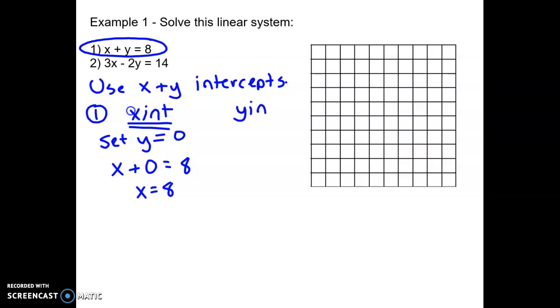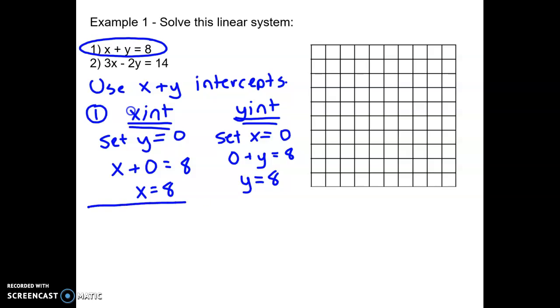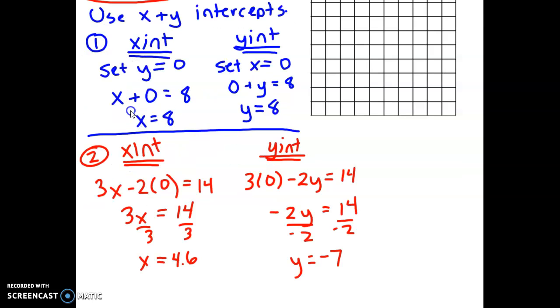To find a y-intercept, we do the opposite. We set x equal to 0. So if I put a 0 in for x, we get 0 plus y equals 8. So my y-intercept is also 8. I have an x and a y-intercept, both are 8. Then for the second equation, we do the same thing. Again, we're just finding our x and our y-intercepts.